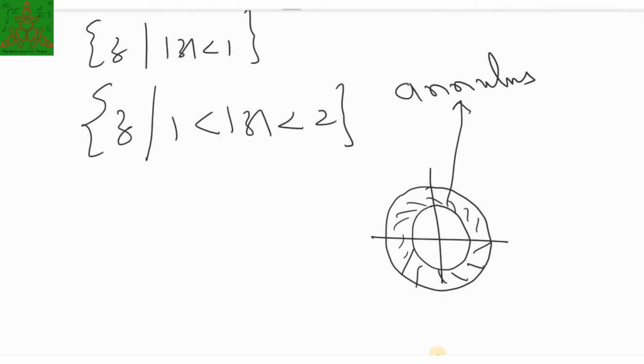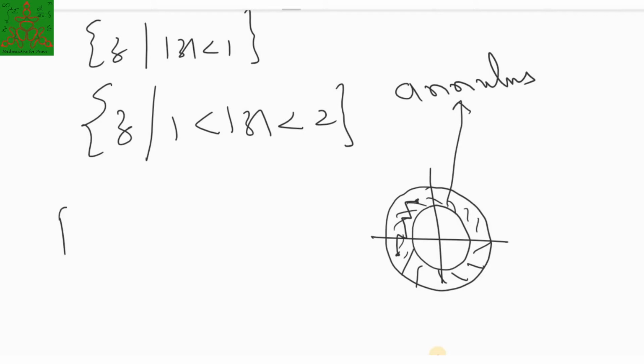And it is a domain because it is connected. Any two points on this, if you join them by a polygonal line, it is connected, and also it is open because it does not contain its boundary points. Every neighborhood is a domain. If you have a neighborhood, obviously it is an open set and it is a domain.